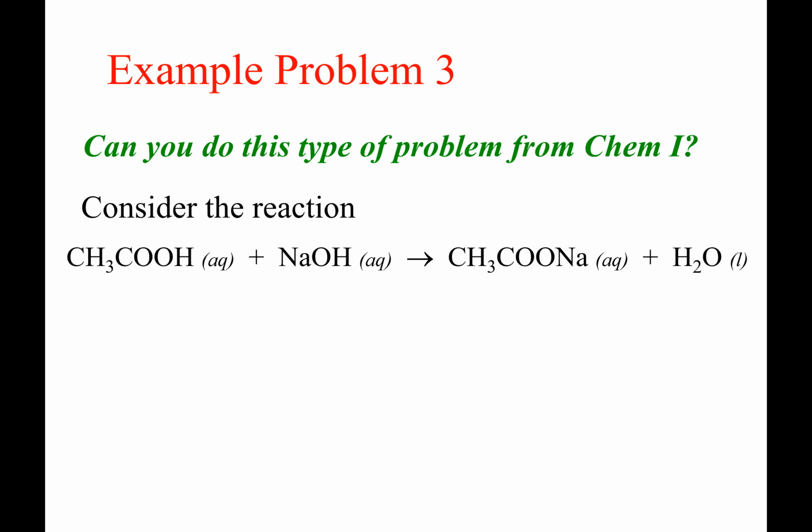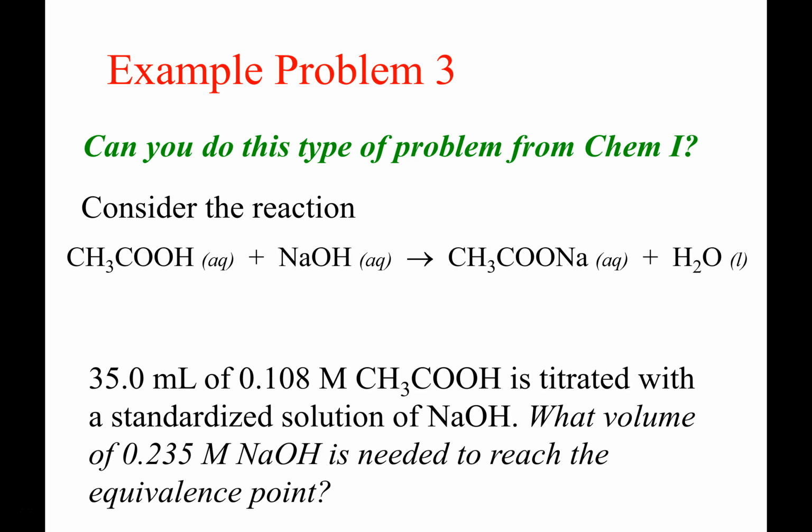You could be faced with something like this, where, remember in Chem 1, what I like to do is take the information from the problem and put it underneath the species. So the acetic acid, CH3COOH, we know that the volume is 35.0 milliliters, and we know that the molarity is 0.108 molar. Seems like so long ago when we were doing these. We know something about the sodium hydroxide. It looks like it is 0.235 molar, with an unknown volume.